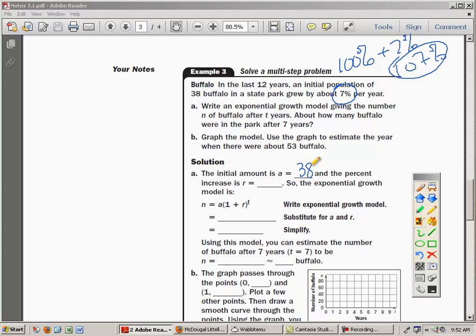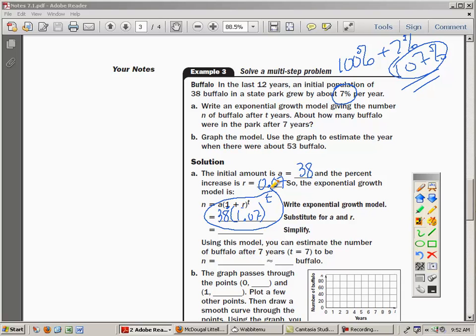And the percent of increase, the growth rate, is 0.07. And so the exponential growth model becomes, since it's 100% of the old population plus the 7% we're gaining, 38 buffalo, and then 1.07, because 107% of the previous is 1.07, and we're going to raise that to the t power, where t is the number of years from now. And then obviously simplify, I've already done that for you up there. So this is my function: the number of buffalo is going to be 38 times 1.07 to the t power.